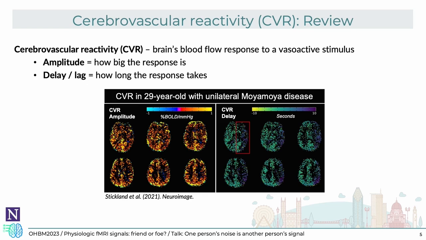You can see the difference in CVR delay between hemispheres, whereas CVR amplitude is consistent. The dynamics of the CVR response vary throughout the brain, even in healthy individuals, so accounting for this delay improves the accuracy of our CVR measurements and gives us a separate insight to vascular health.